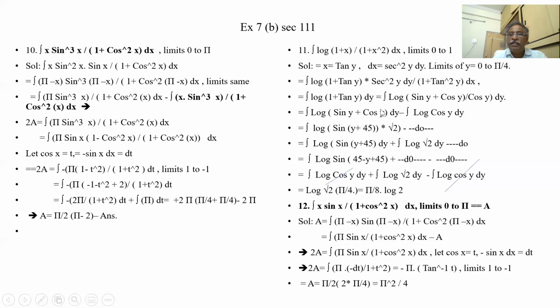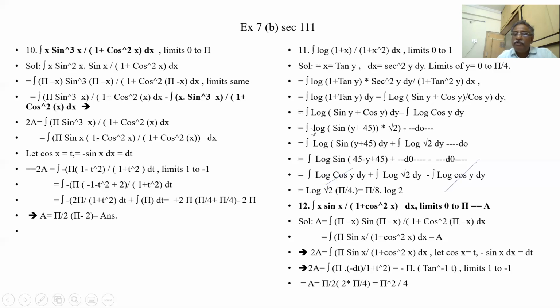Now this I can write as, suppose we put root 2 in multiplication and division, so root 2 into (sin y by root 2 plus cos y by root 2). So 1 by root 2 is sin 45, 1 by root 2 is cos 45. So sin a cos b plus cos a sin b, so sin of (a plus b) into root 2, minus log of cos y.